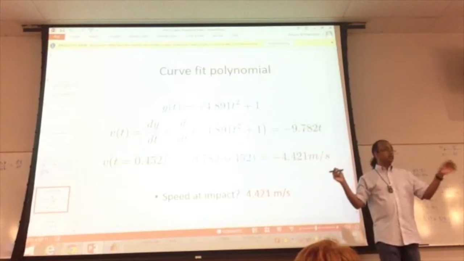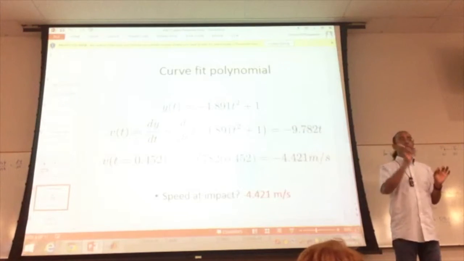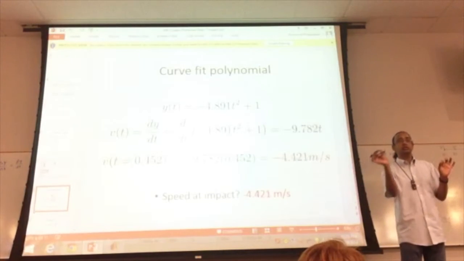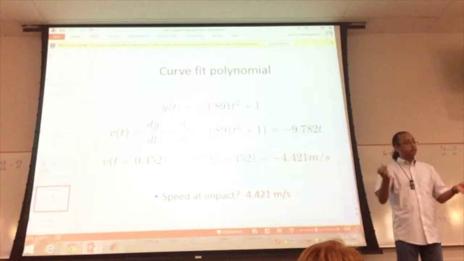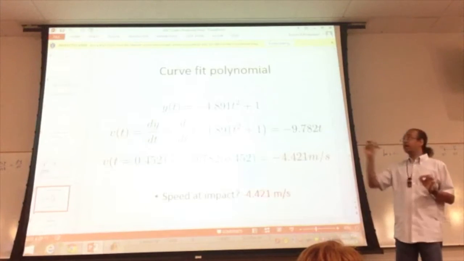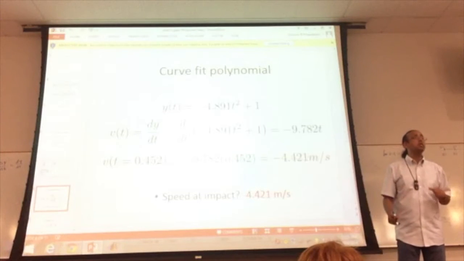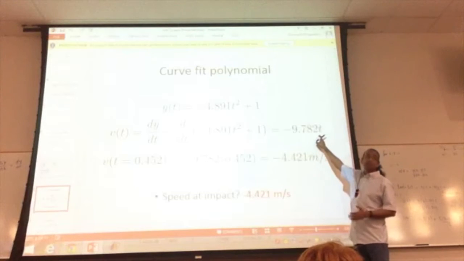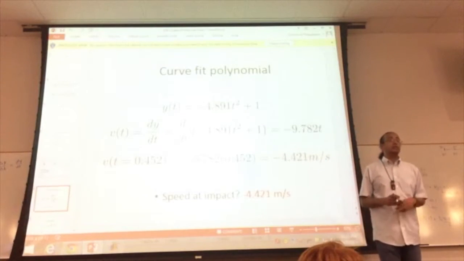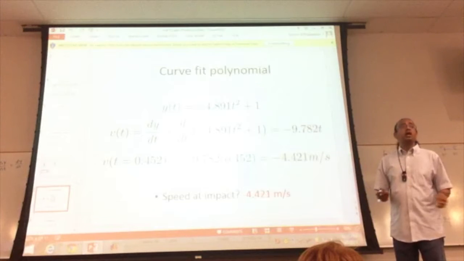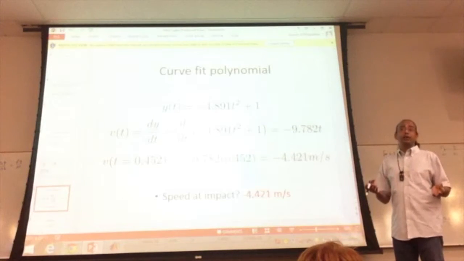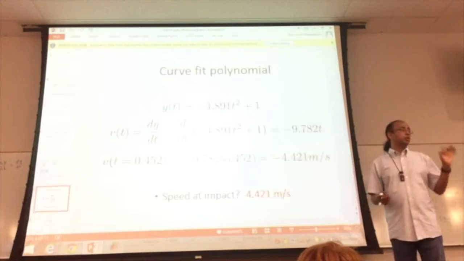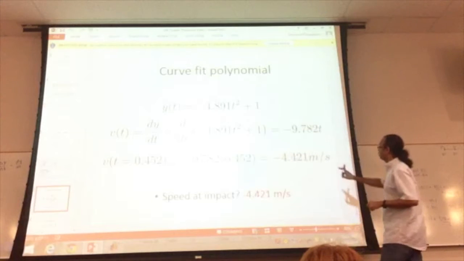So I take the points, I fit a curve between them, I convert the discrete set of points into a continuous polynomial, I differentiate that polynomial. That curve, the polynomial, represents the position, and the derivative of the position is velocity. So I have an expression for velocity as a function of time. I can find out velocity at any instance of time, and if I'd like to find out the velocity at impact, I would substitute t equals 0.452 because that's the time at which the ball impacts the ground. So it would give you this answer.